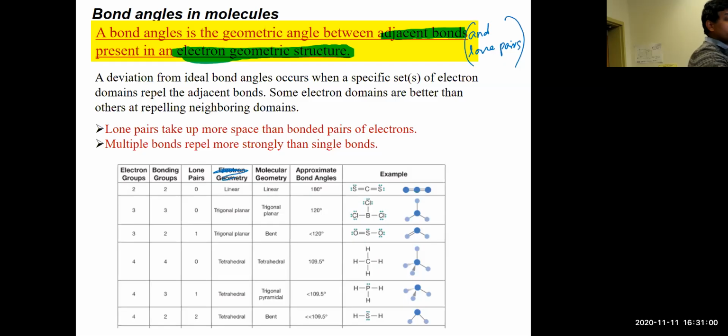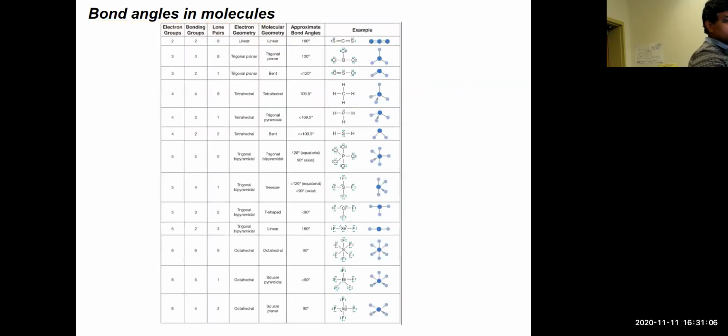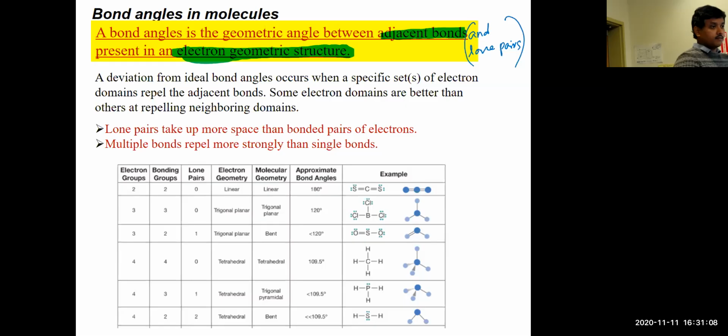Oh, excuse me, that's pen. Let me get the highlighter. Excuse me again. Highlighter.